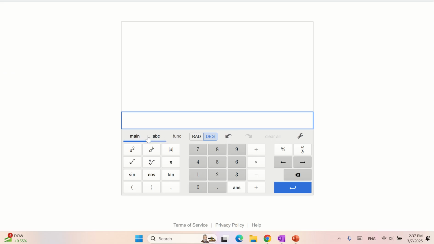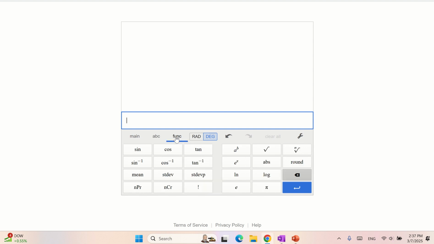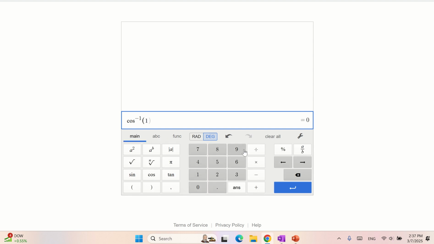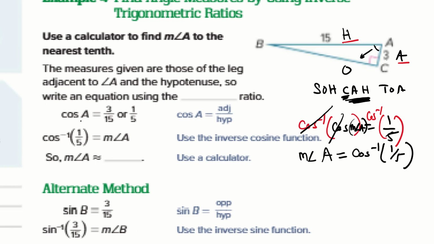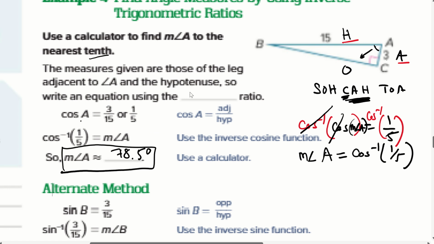In order to do sine, cosine inverse, you just go to function, and here you go. You've got the regular sine, cosine, tangent, and then you've got the inverse version. So we're going to do the inverse cosine of, then we go back to the main, 1/5, 1 divided by 5, and then close parentheses. So inverse cosine of 1/5 is 78.46 degrees. So we got our angle, and we want to round it to the nearest tenth, so 78.5 degrees. There's our answer. That's what angle A is: 78.5 degrees.